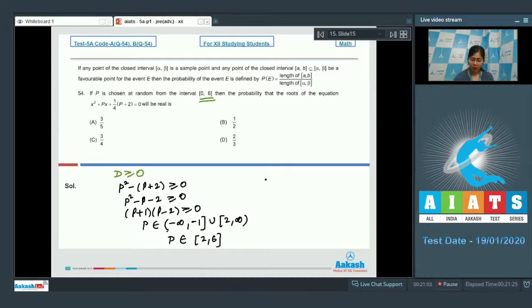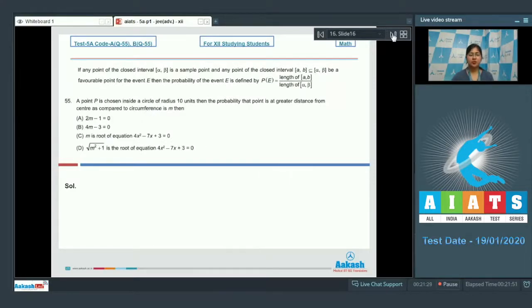Now we have to find the probability. Probability will be equal to, as given here, length of A to B, that is length of 2 to 6, that is 6 minus 2, that is 4, divided by length of 0 to 6, that is 6 minus 0, that is 6. So this is 2 by 3. So the correct answer is option number D. Next is question number 55, which says if a point P is chosen inside a circle of radius 10 units, then the probability that the point is at greater distance from the center as compared to the circumference is.